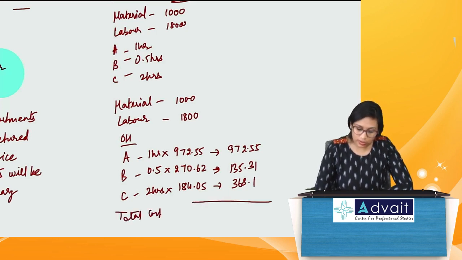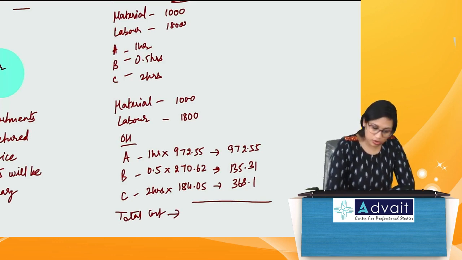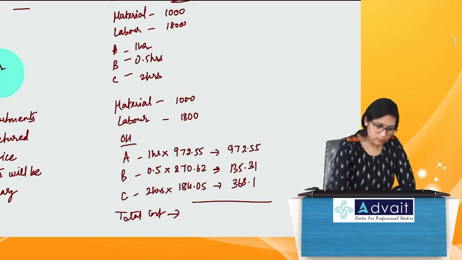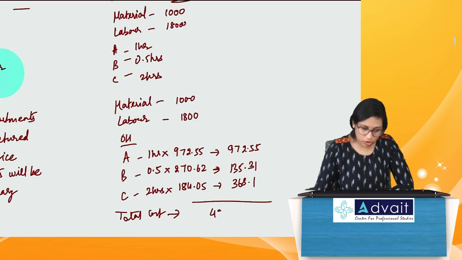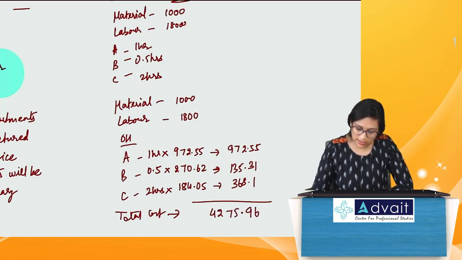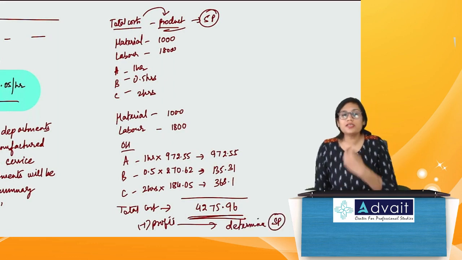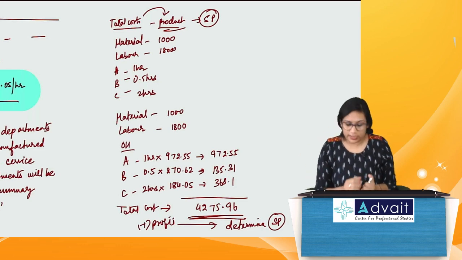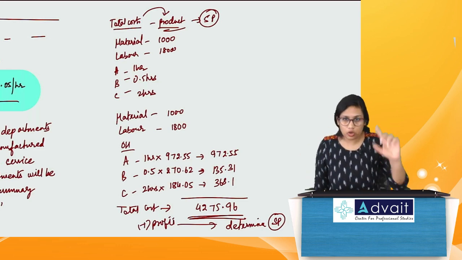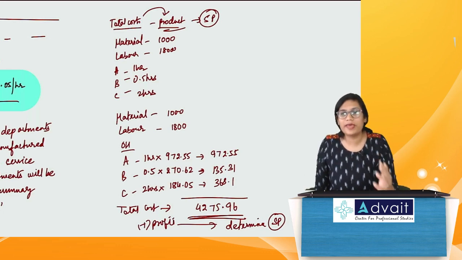So guys, when you total this up, what will you get? You will get the total cost. So let's calculate what is the total cost. You get 4275.96. Guys, correct? To this we will add our profit and then determine the selling price. So why did I show you this? I showed you this to connect to the cost sheet, that what is the reason for calculating those overhead rates, where are they being used.